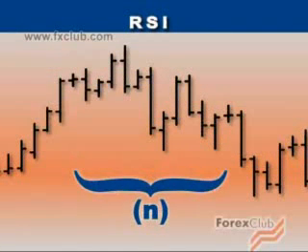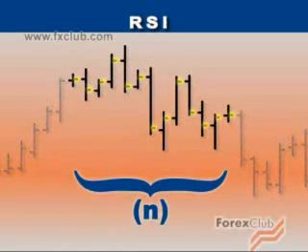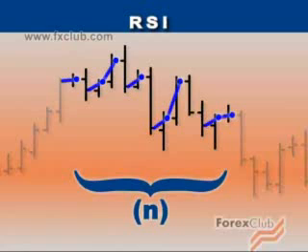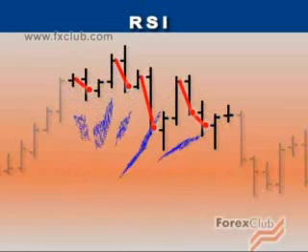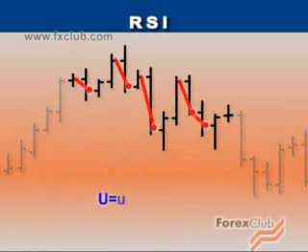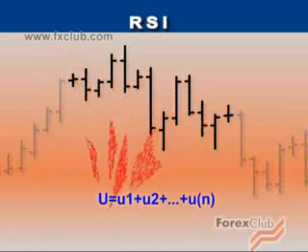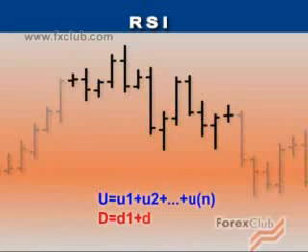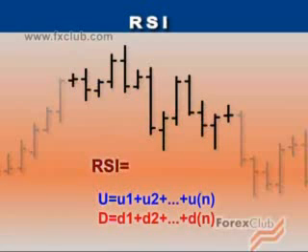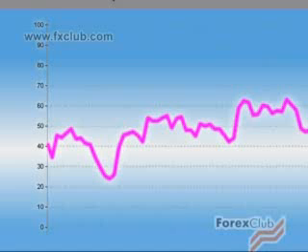It has just one time parameter, n. We're interested in the behaviour of closing price for the period n. If the closing price is higher than the previous one, then the value is blue. And if it's lower than the previous, the value is red. So the ratio of the sums of positive and negative variations u and d for the period n, expressed as a percentage, is the RSI.